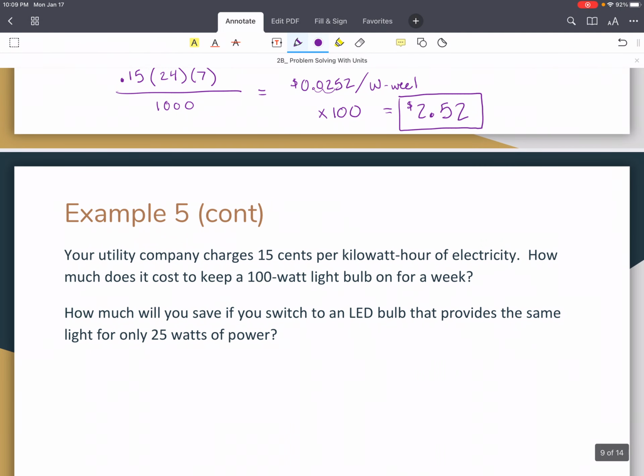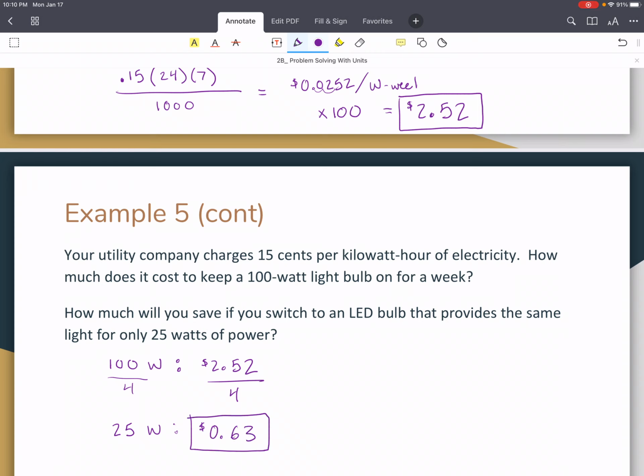So, how much will you save if you switch to an LED bulb that provides the same light for only 25 watts of power? Well, if 100 watts was 252, if I divide that by 4, that's going to get me to 25 watts. So I can divide this one by 4. And we get 63 cents.